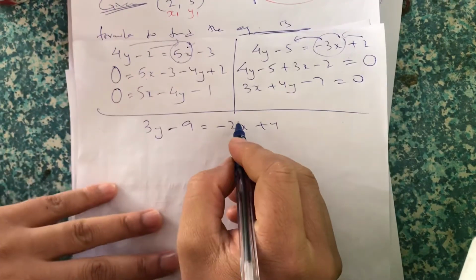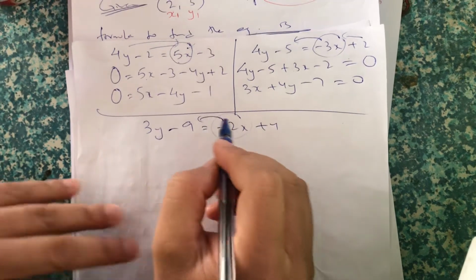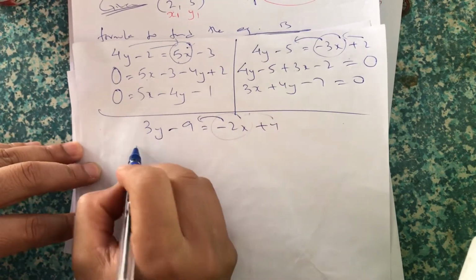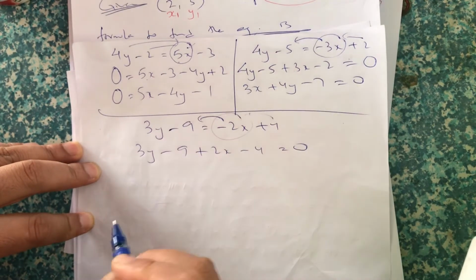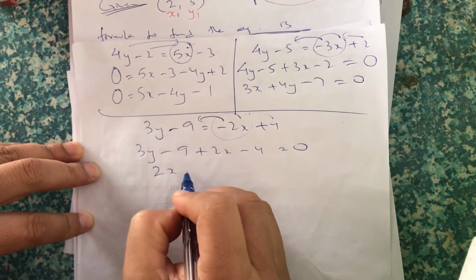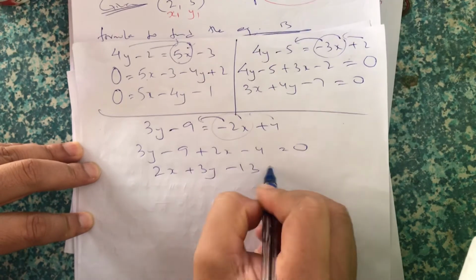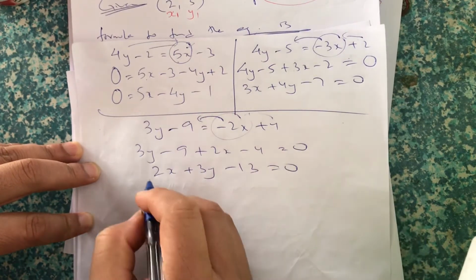So x is negative over here. So what do we do? We have to bring it this side. So when I bring this side over here, 3y minus 9 plus 2x minus 4 is equal to 0. Then it's not the correct order. 2x plus 3y minus 13 is equal to 0.